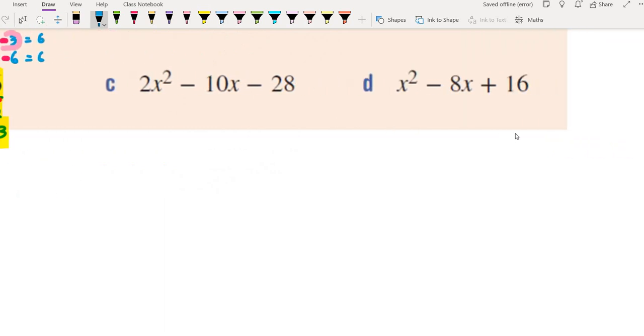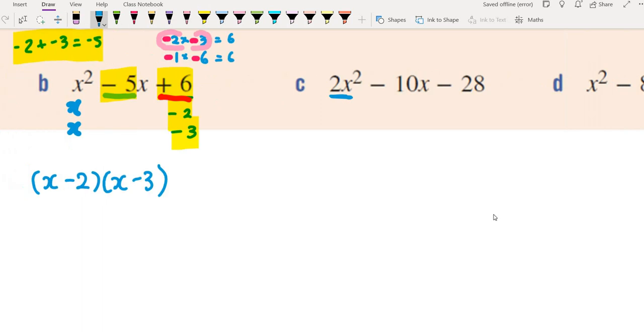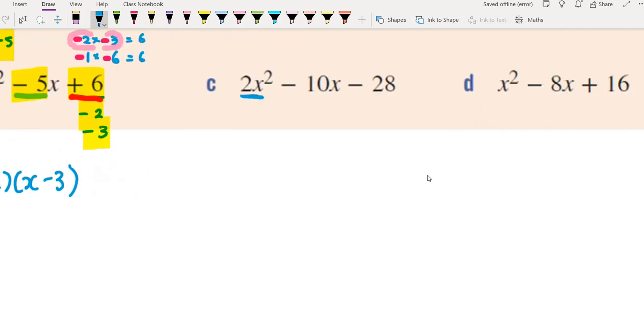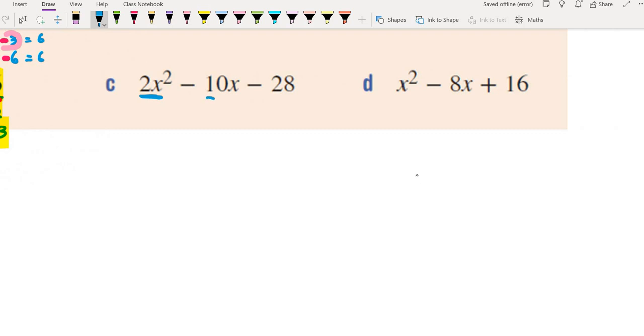And we'll do C as well. C is non-monic, so it has a 2 in front of x squared, so we can't use the method that we used. It only works for when they're monic. However, what we can do is to realize that all of these 3 terms have 2 in common as their factors. So we take the 2 out, then we are left with a new trinomial where it is monic. So now we can do what we've just done.